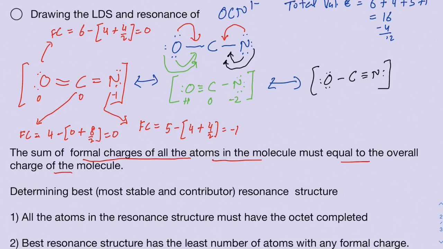You cannot change the overall charge of the molecule. If you do that, then it's going to be an invalid resonance structure. Okay, well, let's look at the third one now.